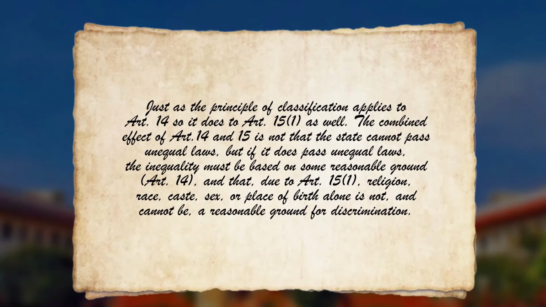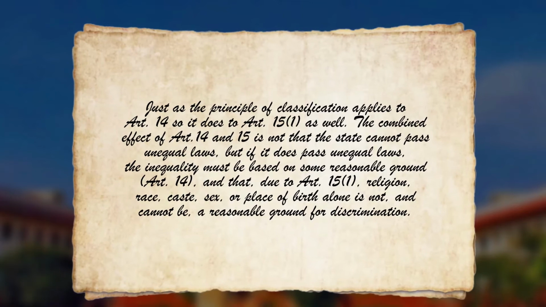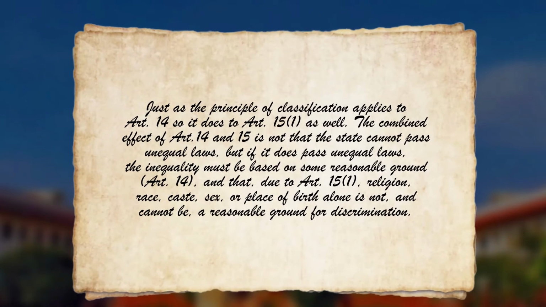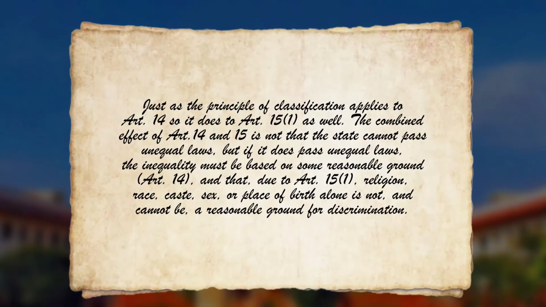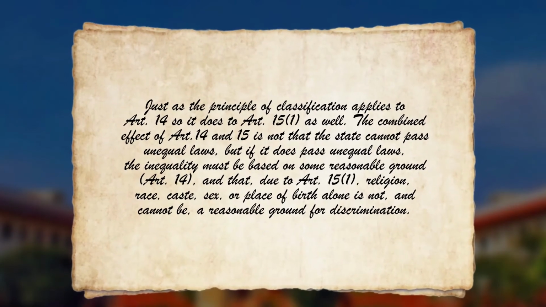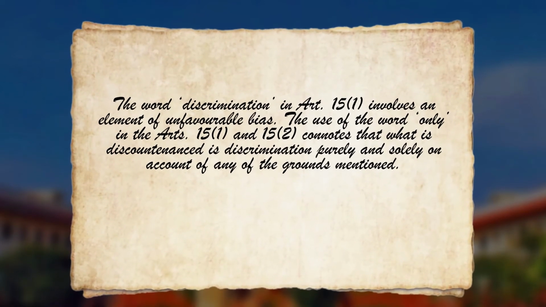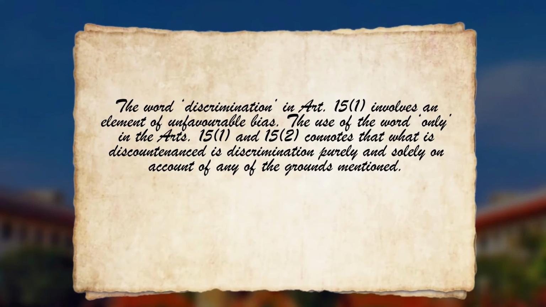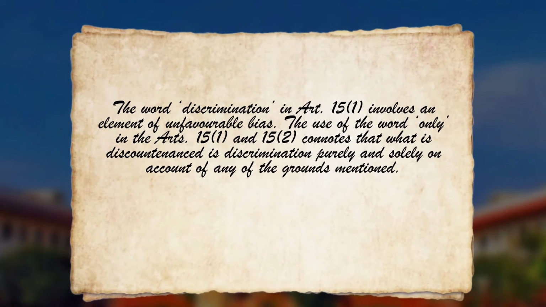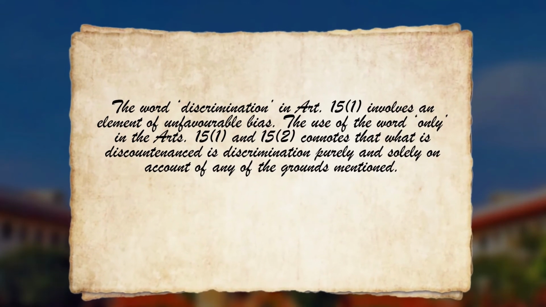As well, the combined effect of Article 14 and 15 is that the state cannot pass unequal laws, but if it does pass unequal laws, the inequality must be based on some reasonable ground, Article 14, and that due to Article 15(1), religion, race, caste, sex, or place of birth alone is not and cannot be a reasonable ground for discrimination. The word discrimination in Article 15(1) involves an element of unfavorable bias. The use of the word only in Articles 15(1) and 15(2) connotes that what is discountenanced is discrimination purely and solely on account of any of the grounds mentioned.